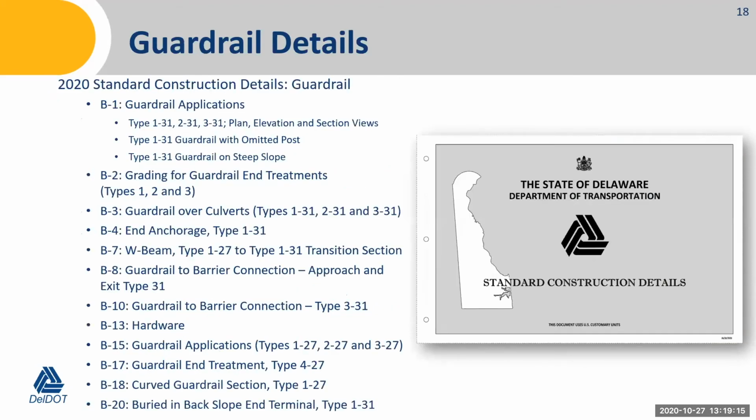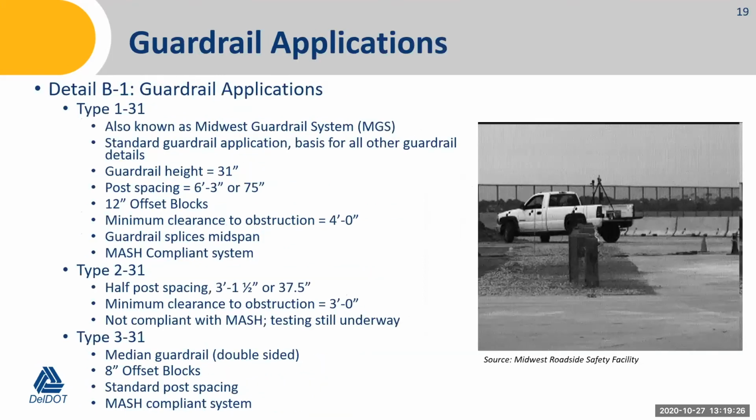Just a list of the details within the guardrail section. So going from B1, the guardrail applications, all the way through to B20, which is the buried in back slope, and I'll go through each of these. So from a guardrail application standpoint, this is detail B1, which covers the type 131, the type 231, and the type 331, which is the median guardrail.